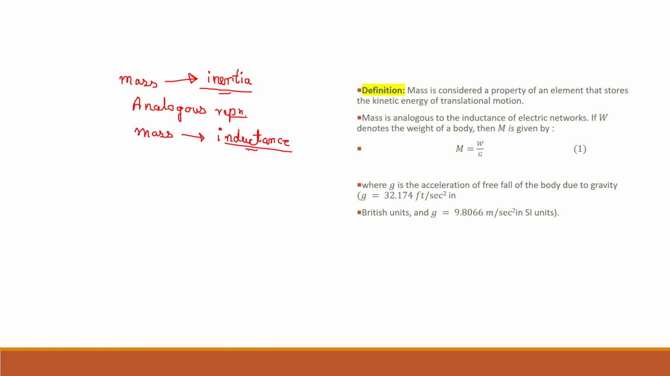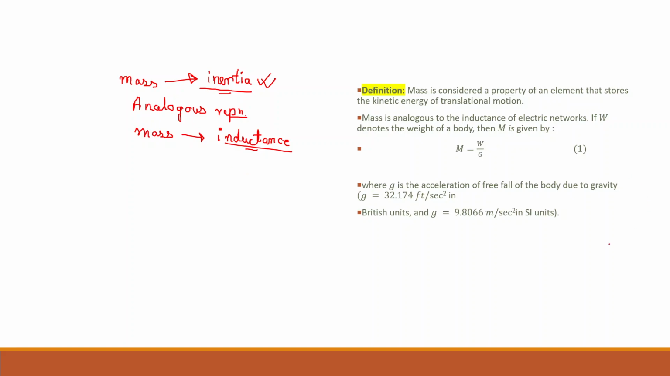So if we consider voltage to be the source and current to be the response, the inductance doesn't allow the response to change quickly all of a sudden. That's what inertia does. A body tends to remain in its state of rest or motion until a force is applied to it. Newton's first law. So mass is basically inertia. Hence, the analogous representation of mass is the inductance of the electric network.